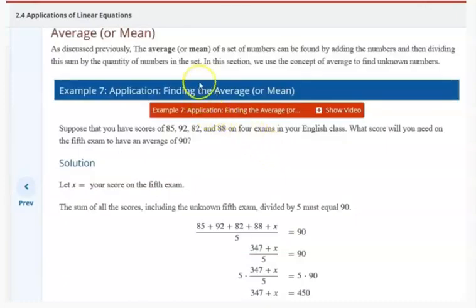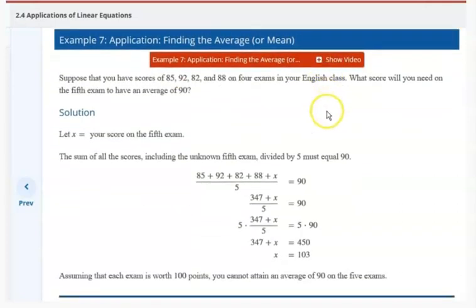Now, in this next example, we have 2 more to go, this one and one other. We're looking for the average or the mean. And how is that done? Well, here we have 4 grades on 4 exams in an English class. What score would you need on the 5th exam to end up with an average of 90?